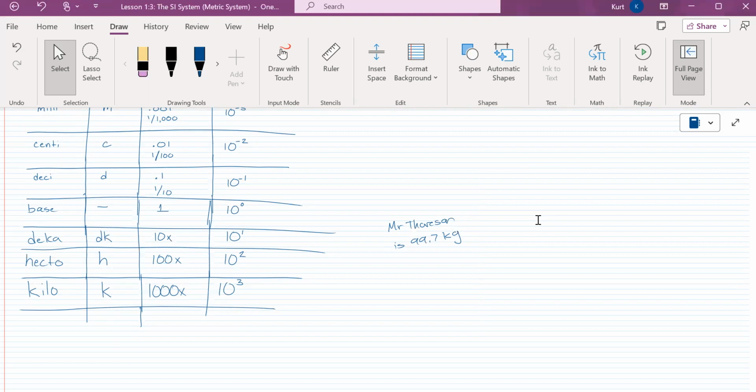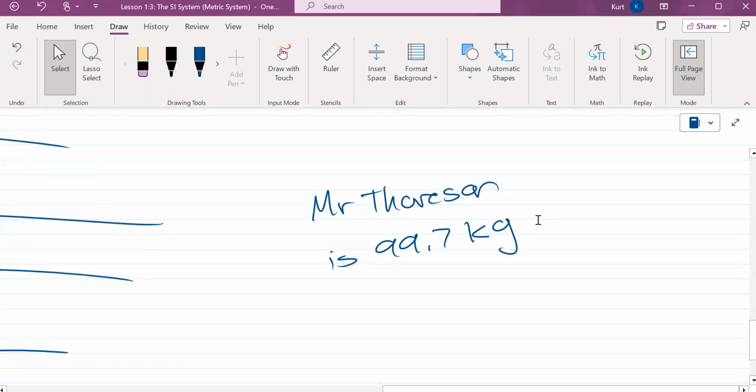A kilo is 1,000 of something. If the U.S. Coast Guard found 1,000 kilograms of cocaine washed up in a boat, kilogram, what's bigger, a gram or a kilogram? Right. So if I am 99.7 kilograms, I want to know how many grams that is.